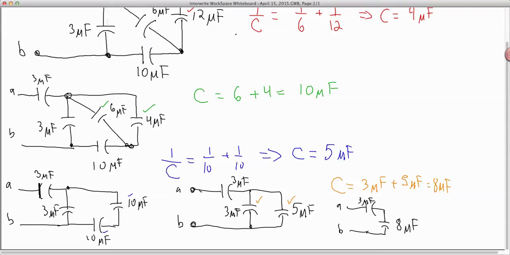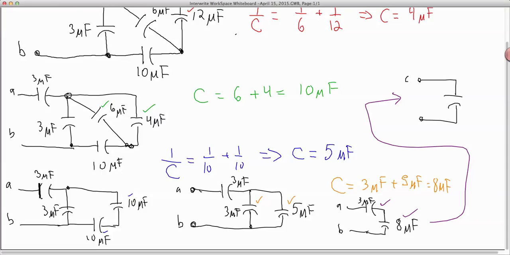And finally, you can see that these two are in series. Therefore, these two are gonna be now replaced by one single capacitor. And the value of that capacitor is gonna be 1 over C equal 1 over 3 plus 1 over 8. Therefore, this capacitor, if you do this math, you're gonna get 2.18 microfarads. And that's the way that you deal with capacitors that are in series or in parallel.